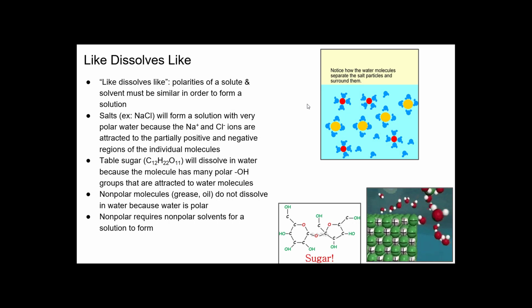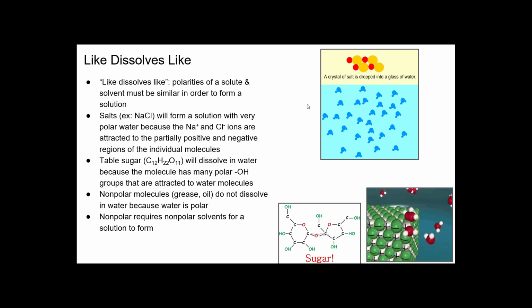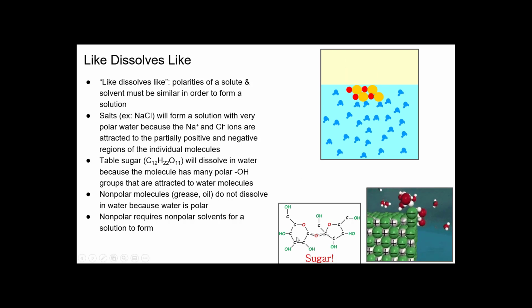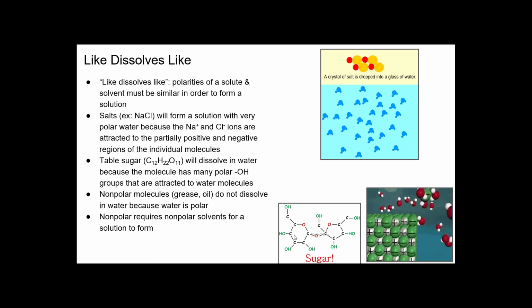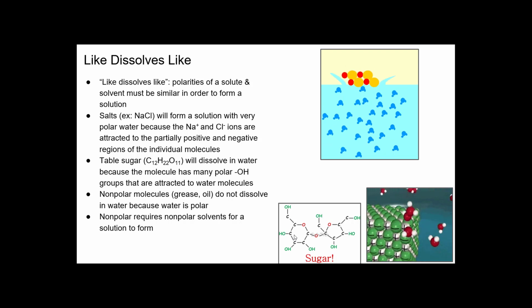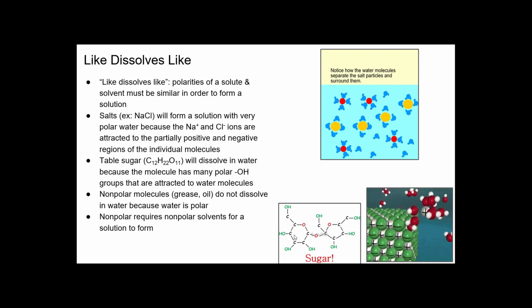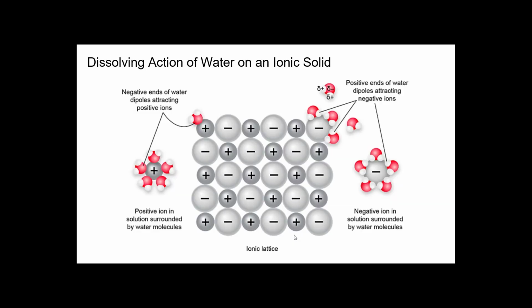Now, sugar will dissolve in water because it has OH groups that are attracted to water, even though it has carbons, and carbons don't tend to be polar. Nonpolar molecules, which have a lot of C's and H's on them, don't dissolve in water because water is polar and oil is nonpolar. So they'll try to stay far, far away from each other. A nonpolar solute requires a nonpolar solvent in order for a solution to form. This is just another example of how water will pull apart the lattice structure of an ionic compound and keep those charges away from each other.